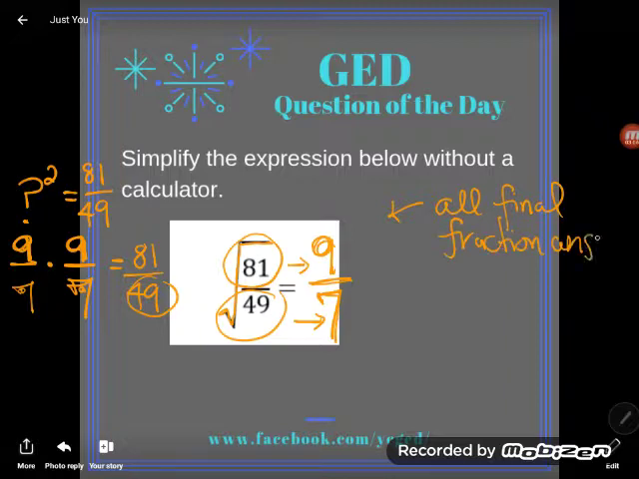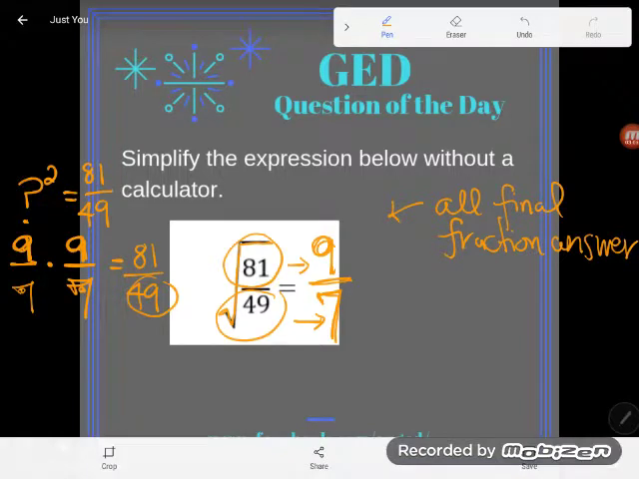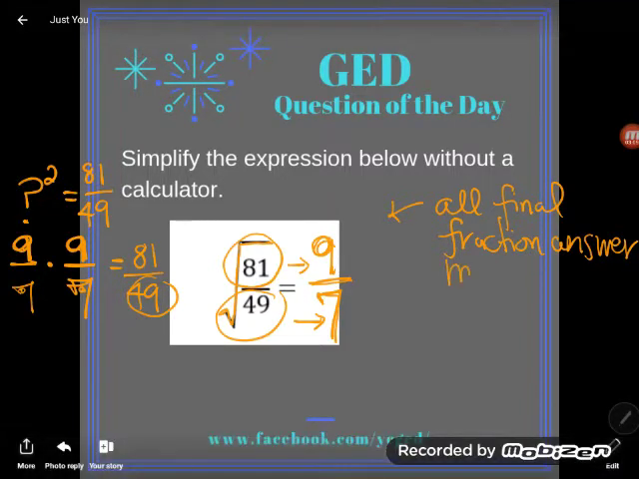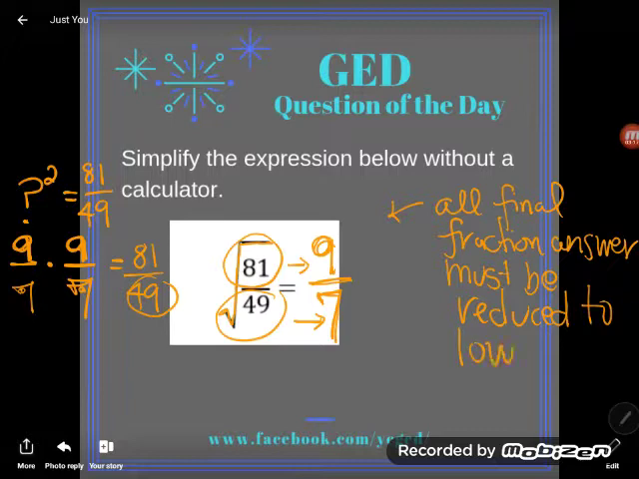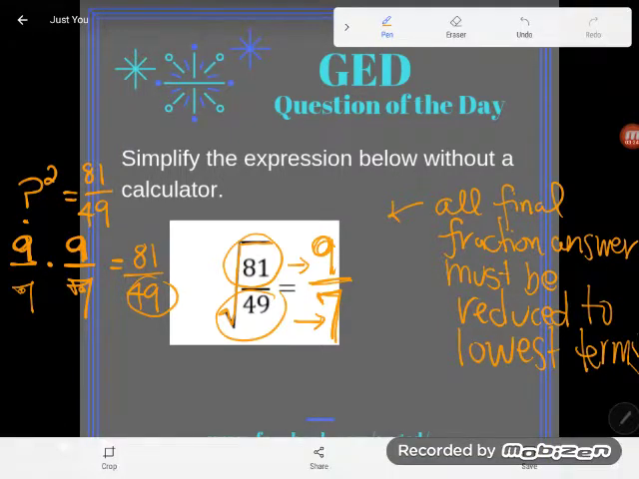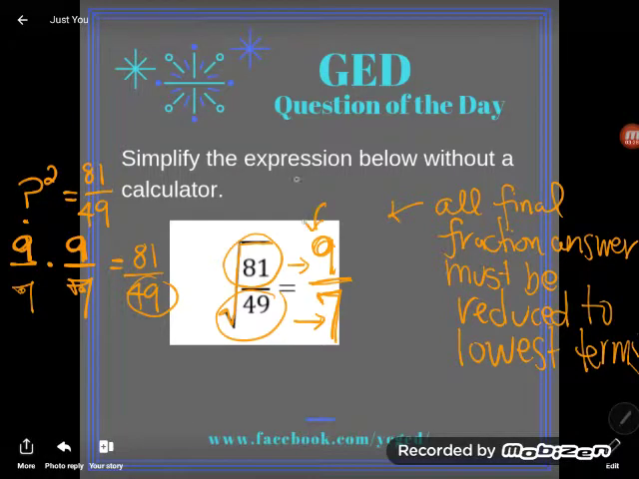And there's no telling if your answer right now is reduced or not. You've got to examine it for yourself. Sometimes they're already good. Sometimes they need to be reduced. So, a number is reduced to lowest terms if the only factor that the numerator and denominator have in common is 1. So let's examine this. 9 over 7. Well, think about 9. What is 9 made of?